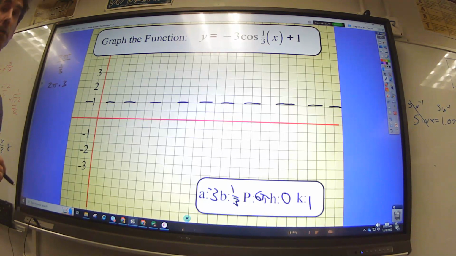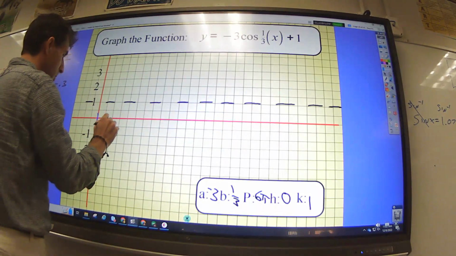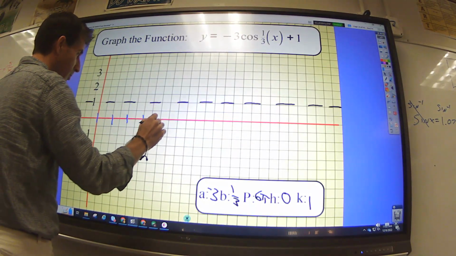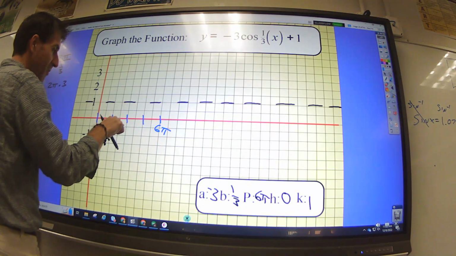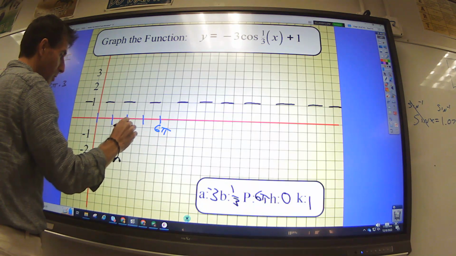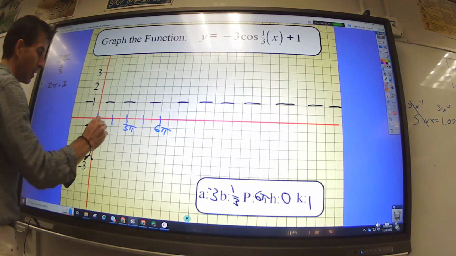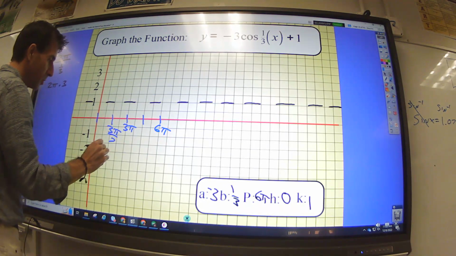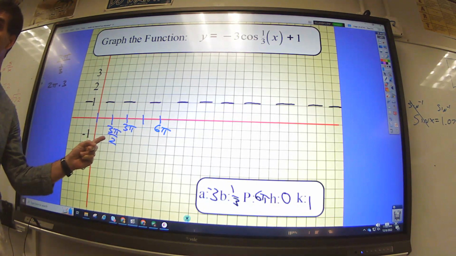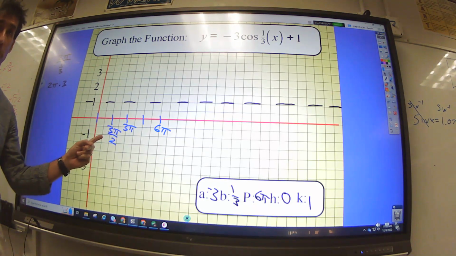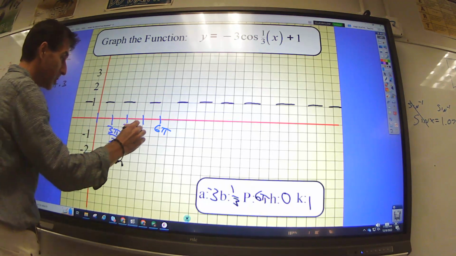Let's do our 5 key points. 1, 2, 3, 4, 5. The 5th point is 6 pi. Half of 6 pi is 3 pi. Half of 3 pi, 3 pi over 2. So now it's kind of weird, but I see each of these increase by 3 pi over 2, right? So then this is 6 pi over 2. Then this is 9 pi over 2.